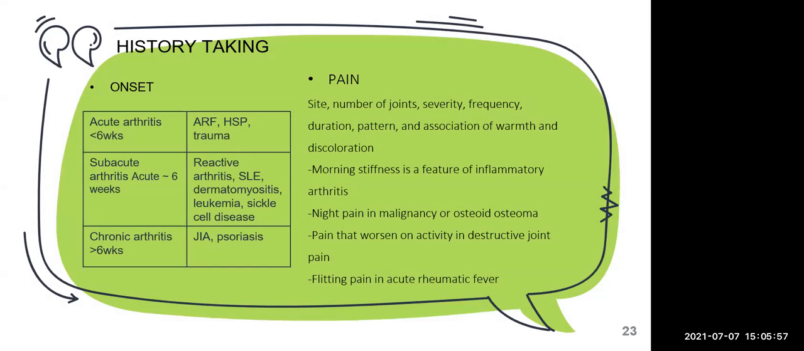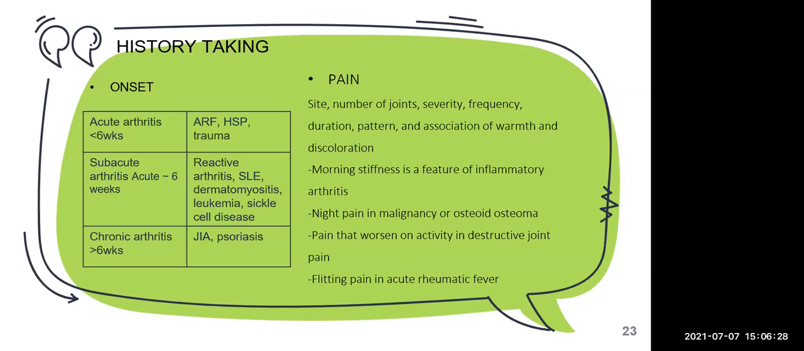Right, so in the history taking, the onset of the pain is important, as it gives you an idea of the diagnosis in your head. So it can be divided into 3. Acute arthritis means less than 6 weeks, subacute means about 6 weeks, and chronic is more than 6 weeks. For acute arthritis, you can suspect trauma, HSP, acute rheumatic fever. Subacute is more like reactive arthritis, SLE, while chronic is JIA, psoriasis.